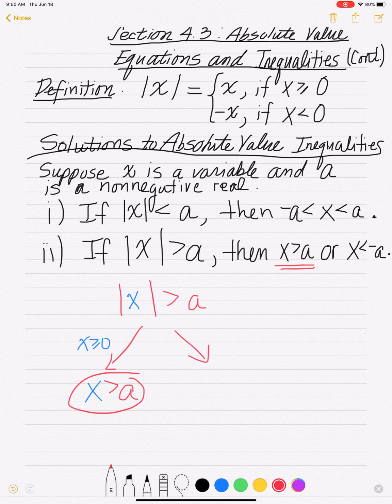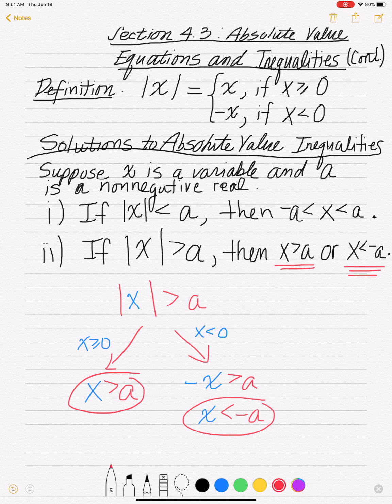The other case: what happens when x is less than 0, when x is negative? According to the definition, the absolute value of x is minus x, the opposite of x. So the opposite of x is greater than a. Now you don't like that negative in front of the x, so you multiply both sides by -1, and you get x on the left and minus a on the right. But what happens to the inequality when you multiply by -1? It flips. So you get x is less than negative a. That's this one right here. So that's where that comes from.